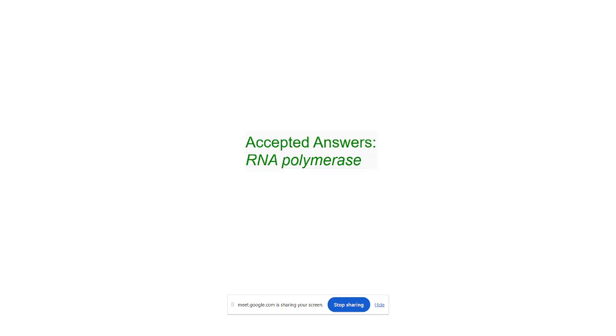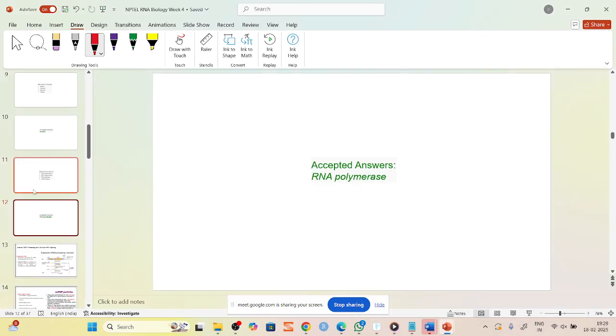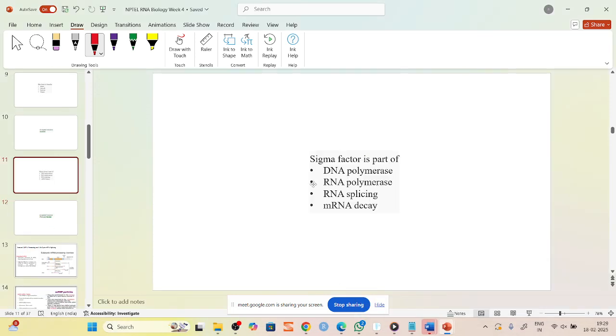So the correct answer is RNA polymerase. How is it RNA polymerase? Let us see. So sigma factor is a part of. We have already discussed that for transcription to take place, there is an enzyme that is RNA polymerase. RNA polymerase is the enzyme which is used for the transcription process to take place.